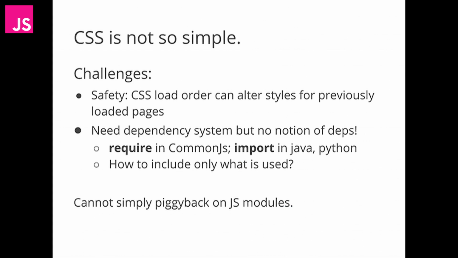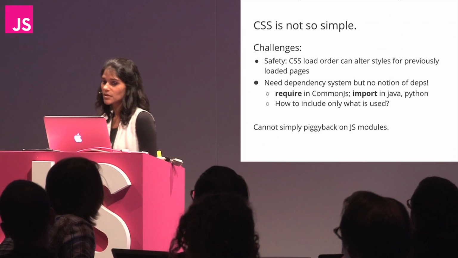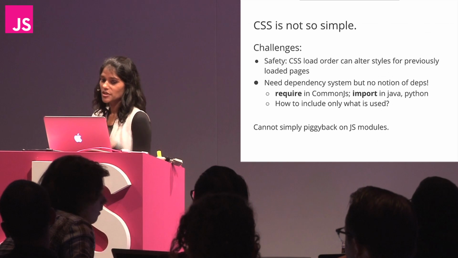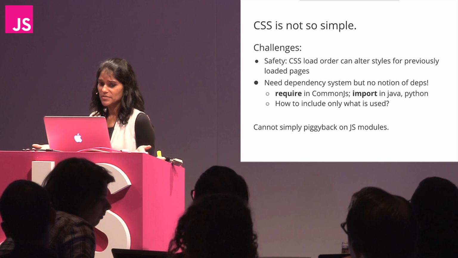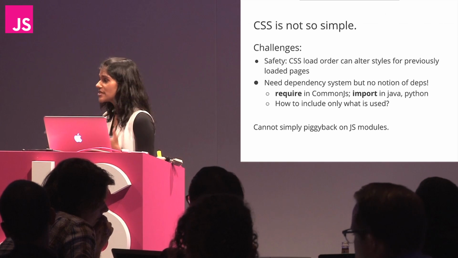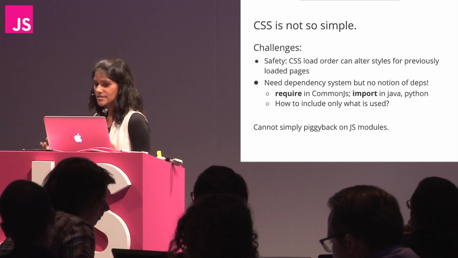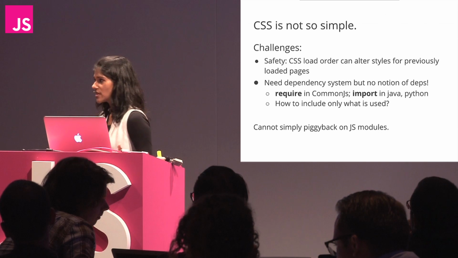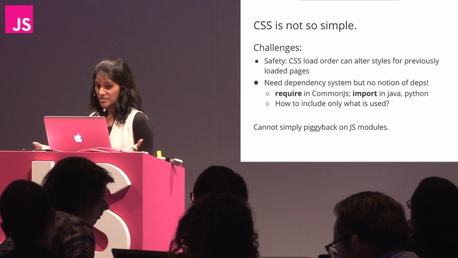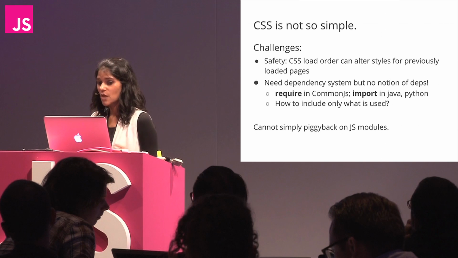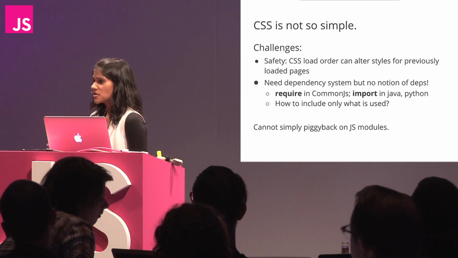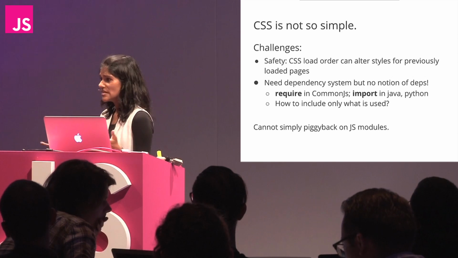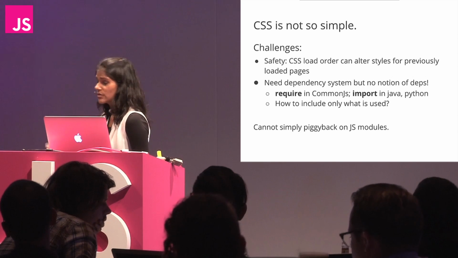So we're starting to see that CSS is not so simple. The challenges here include the safety issue that I just mentioned. In addition to that, we know we have all of these shared deps, and we need a dependency system, but there is no notion of dependencies in CSS. And almost every other language seems to have a dependency system. And this is like require in CommonJS, or import in Java and Python. So then the question is, how do we depend on what we need? And how do we depend on only what we need?